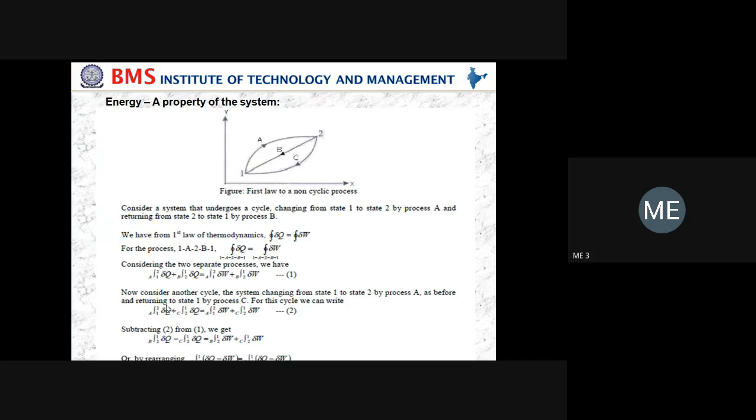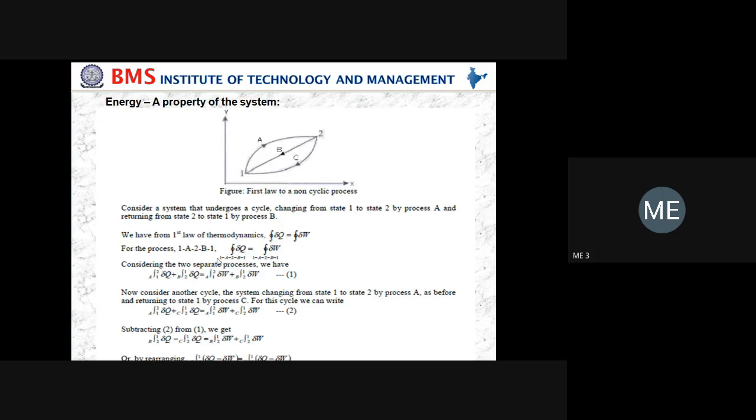Now you have to compare equation number 1 and 2. Okay, so equation number 1 and 2 you compare. Here, by comparing equation number 1 and 2, we can tell that the first term and third term get cancelled. Okay. And the second term we are going to equate, that is, whatever the cyclic integral of dq between the path 2 to 1 equals the cyclic integral of dq for the path C.